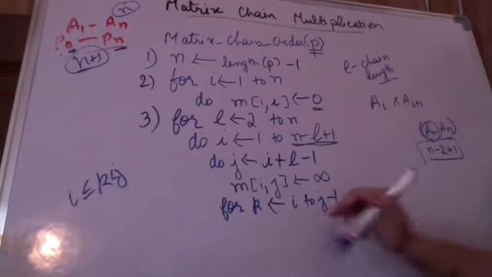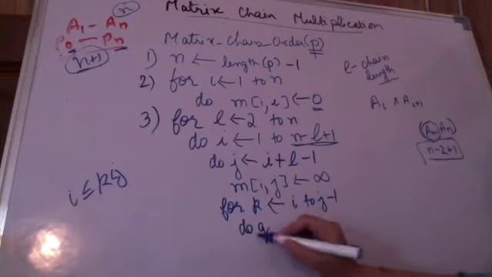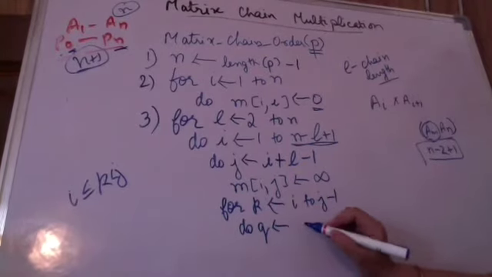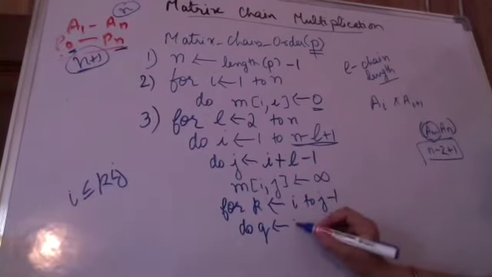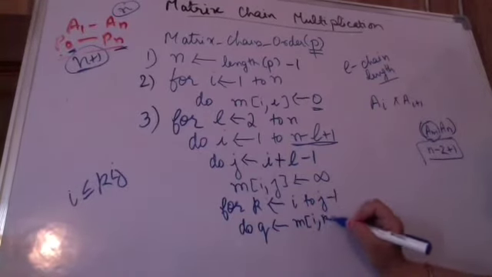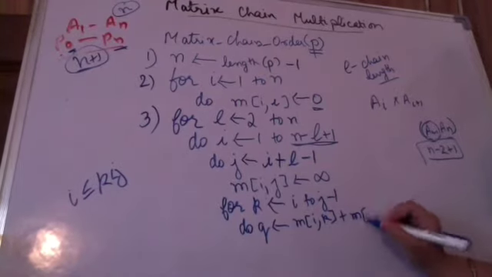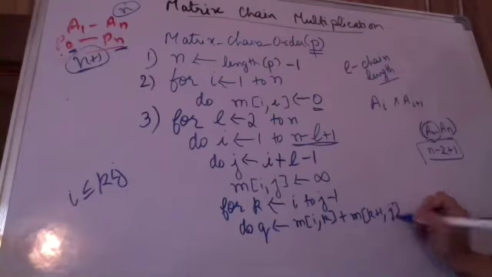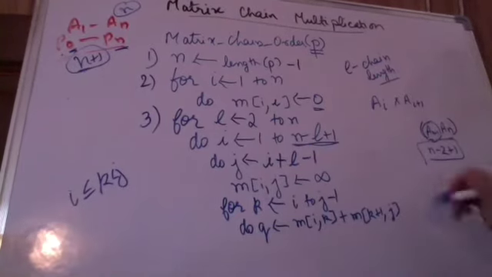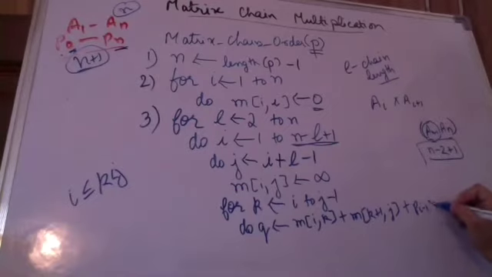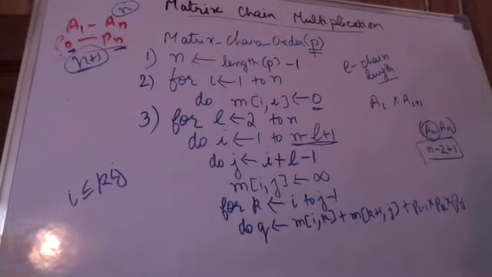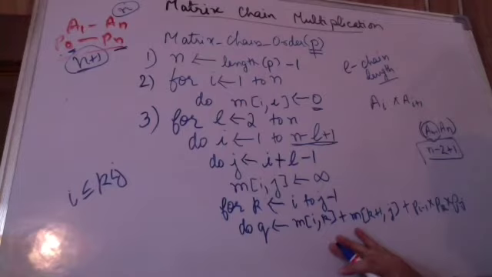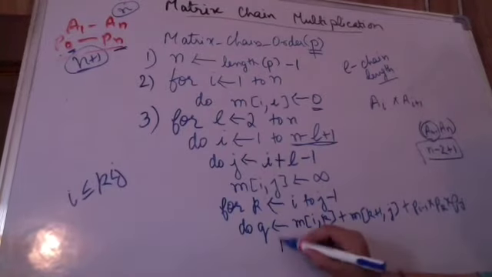In this loop, what am I doing? I am taking a temporary variable q, which stores the total required: m of i comma k plus m of k plus 1 comma j, plus p of i minus 1 into p of k into p of j. This is my formula, that is what I am using here. Is this clear to all? Yes, ma'am.